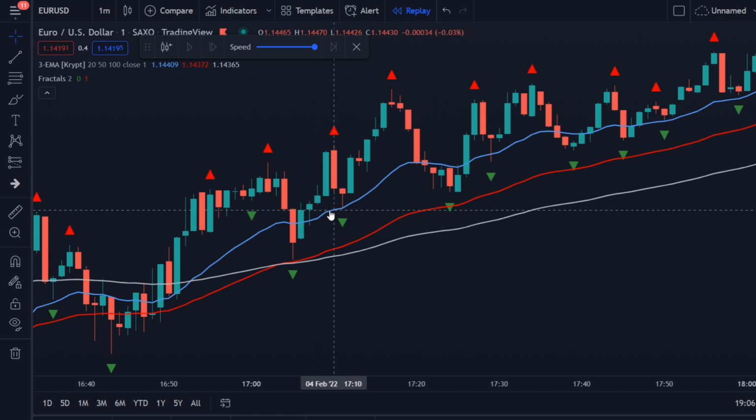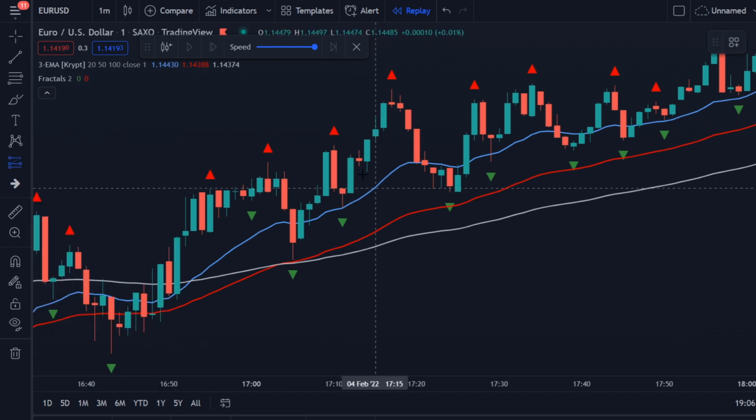Then we need to wait for the price to simply touch the 20 exponential moving average or close just below the 20 exponential moving average. And then we need to wait for the green buy signal over here. And that appears most of the time after 2 candles.